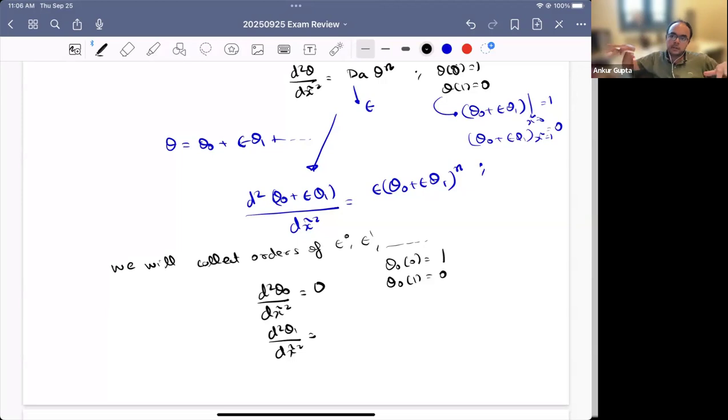If you remember the binomial expansion, it's theta naught to the power of n, and so on. The first term would be theta naught to the power n, but everything else will have an epsilon in it because it's the second term. So the only coefficient that remains is theta naught to the power of n here. Okay, so that's where the order is coming in.